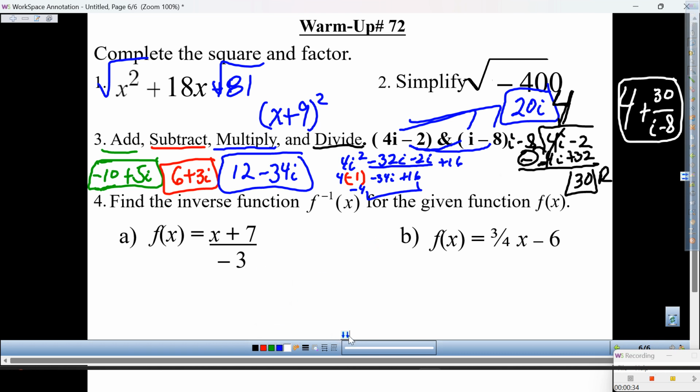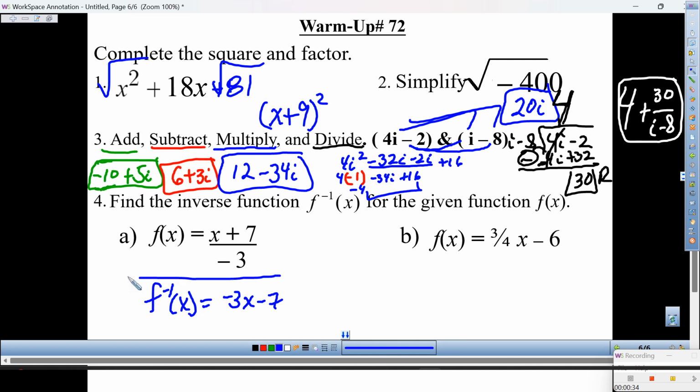Inverses. For the sake of time, here goes. The inverse for 4a is f inverse of x equals x plus, oh, my bad. My brain's going faster than me. It's negative 3x minus 7. Hands if you got that. Negative 3x minus 7. Yes?